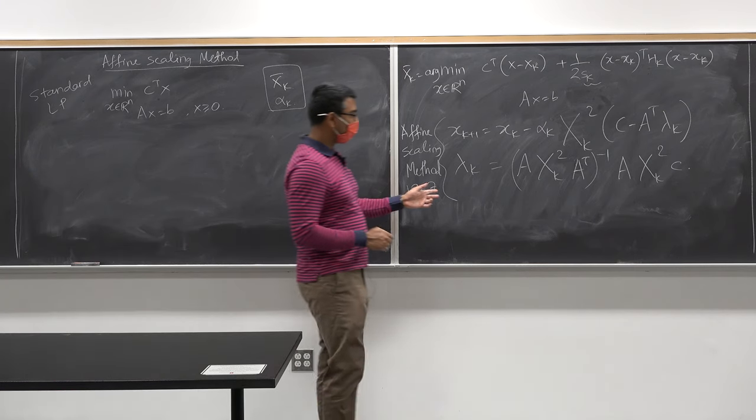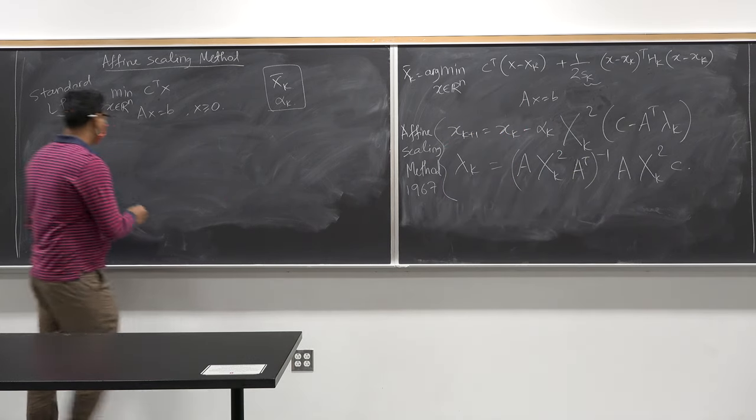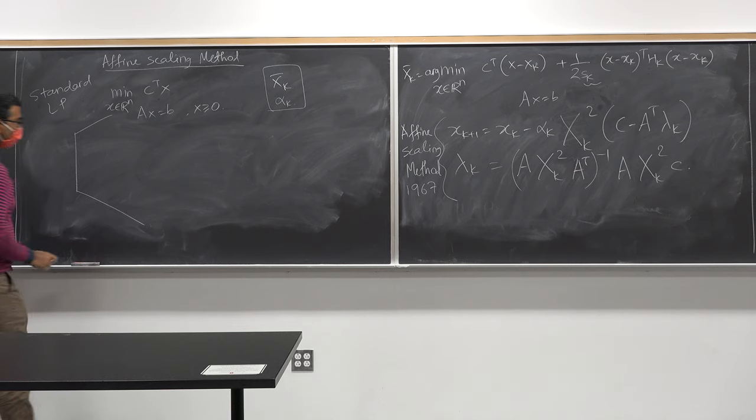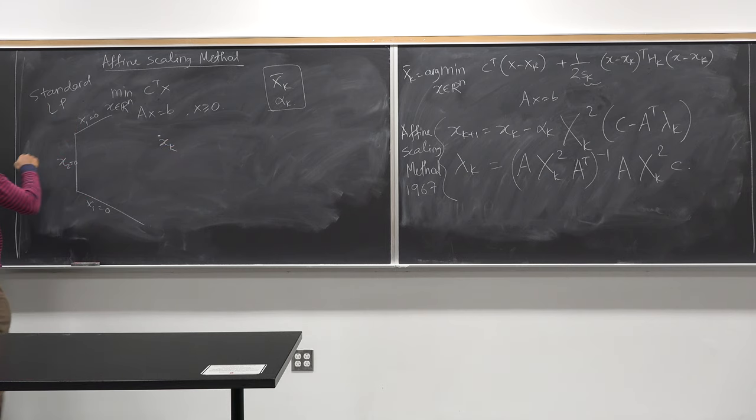Okay? And this choice of xk is actually very cool, because of what it does. If you are looking at the constraint set, remember this would be x1 equal to 0, this would be x2 equal to 0, this would be x3 equal to 0. So this is the first component of x equal to 0, this is the second component of x equal to 0, this is the third component of x equal to 0.